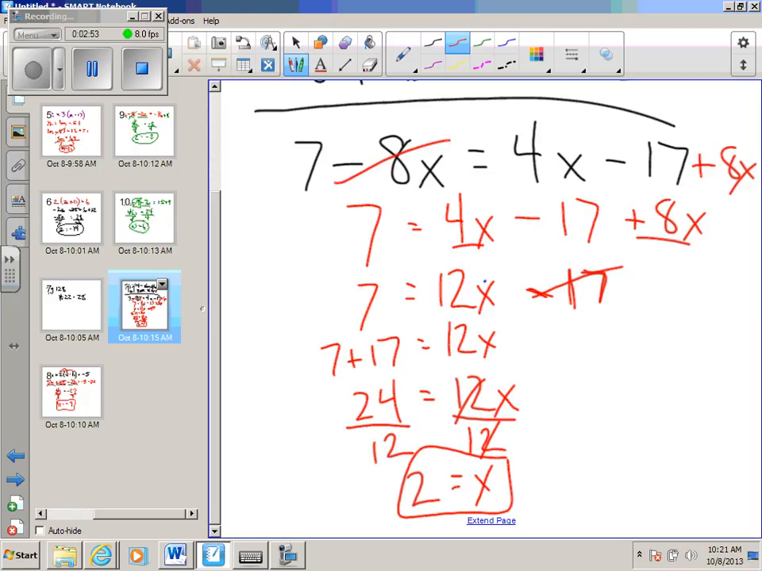Let's look at this original. The 7 minus 8x is equal to the 4x minus 17. Let's plug in the 2 and see if it works out. Both of these sides should be equal. So what is 8 times 2? 7 minus 16. Negative 9. Let's plug in the 2 here. 4 times 2? 8. 8 minus 17. Does negative 9 equal negative 9? 2 is our solution.